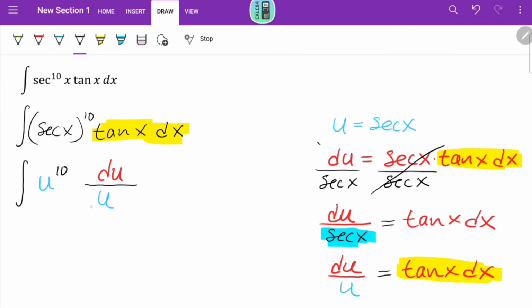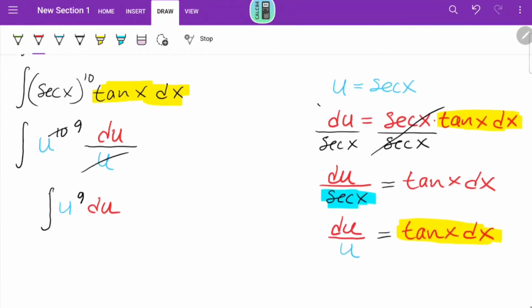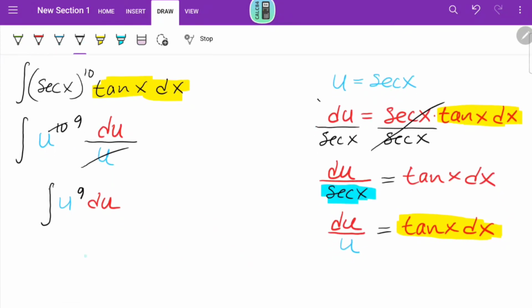If I cancel 1 power of u down here, I cancel 1 power of u up here, which makes that u to the 9th. So that's going to be the integral of u to the 9th power times du. And then we can take the antiderivative. That's going to be u to the 10th power over 10.